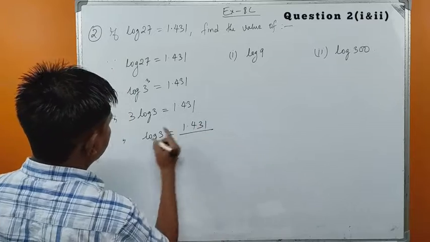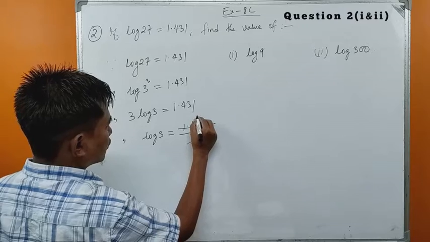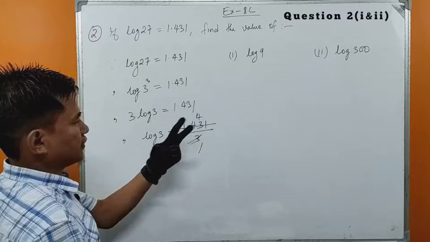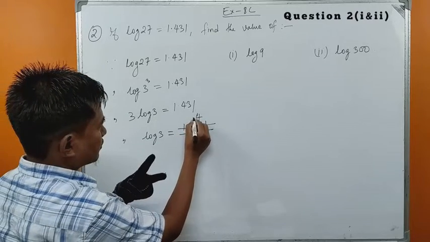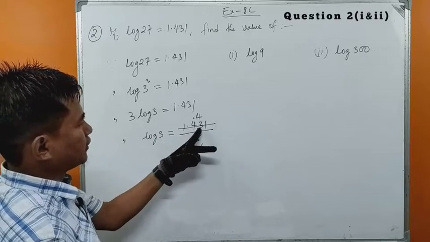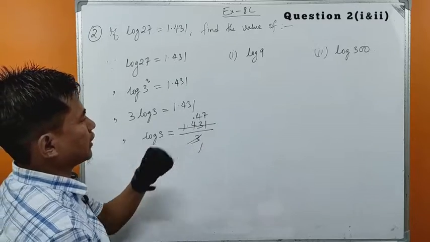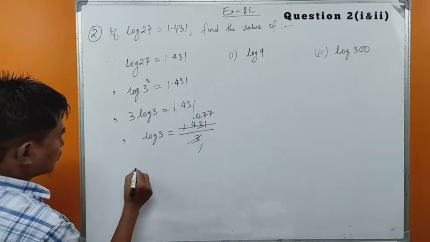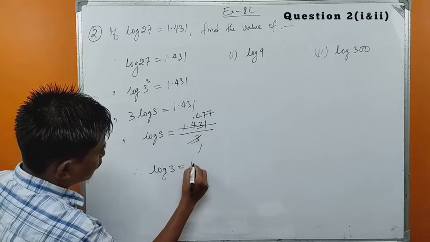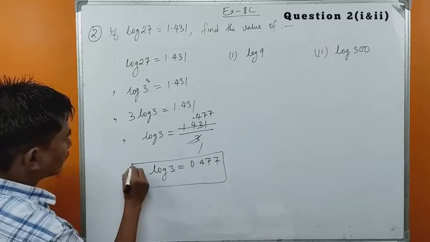1.431 divided by 3. So 3 ones are 3, 3 threes are 9, 3 fours are 12, 13, 14, isn't it? So decimal point, we must not forget this. We put this decimal point here. 3 fours are 12, 13, 14, 2 in hand, 23, 3 sevens are 21, 22, 23, 2 in hand, 3 sevens are 21. So therefore we have log 3 equals 0.477. Okay, so we found the value of log 3.